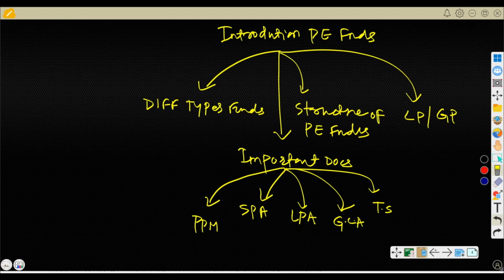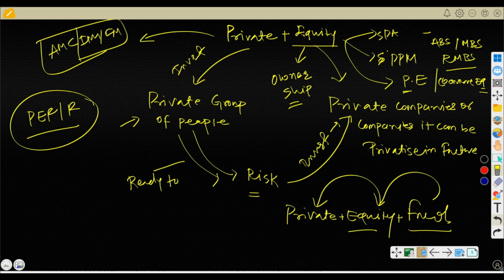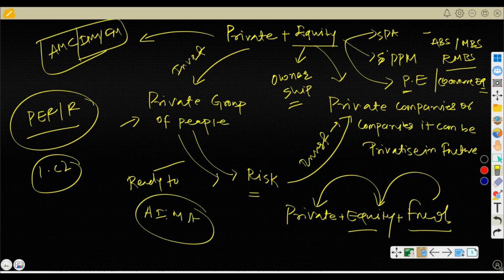Private group of people means people like us. Let's say in India, you should have at least 1 CR to invest in private equity, right? So here private people means people who are capable or eligible as per the Alternative Investment Fund Management Act. If you have the capacity to invest, then you can reach out to the funds.